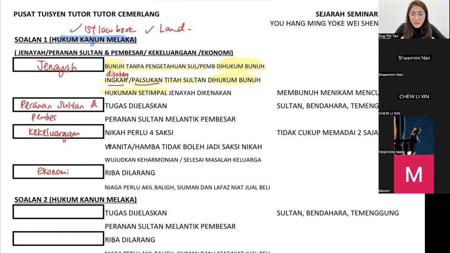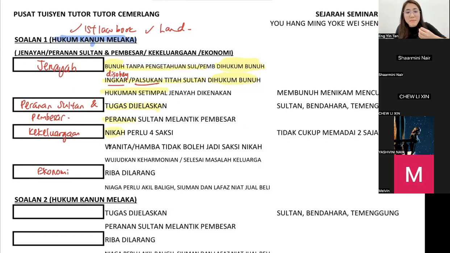Now the law also mentions the king and the pembesar's role. What did they do? What's their responsibility? So you see, tugas dijelaskan, peranan sultan melantik pembesar. They also mentioned everything there. Okay, and the law also mentions the family members, like perkahwinan.